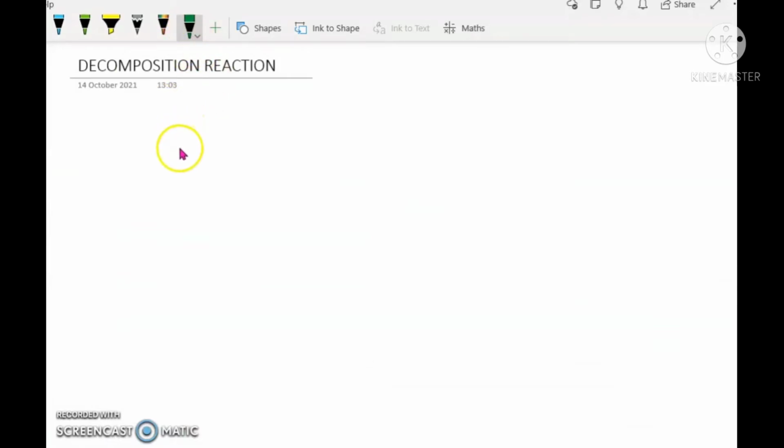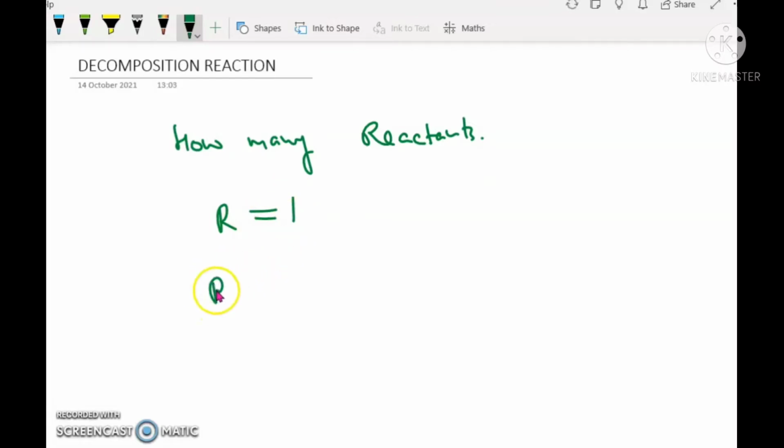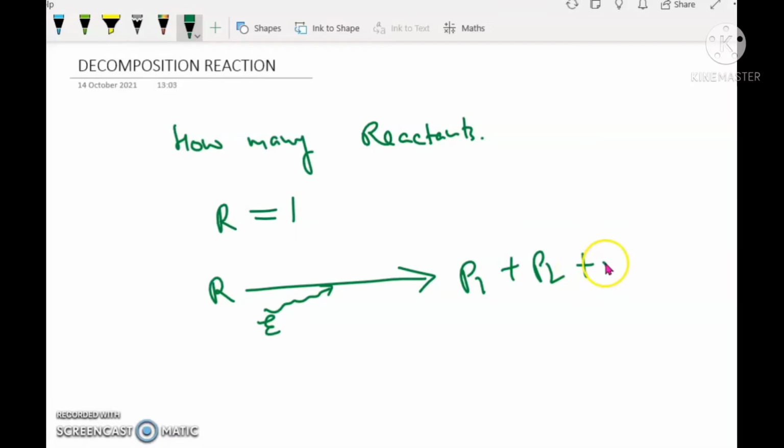How will you identify it? You will see how many reactants you have. If the number of reactants is equal to 1, and that reactant is breaking apart with the investment of some kind of energy into two or more products, then that type of reaction is referred to as a decomposition reaction.